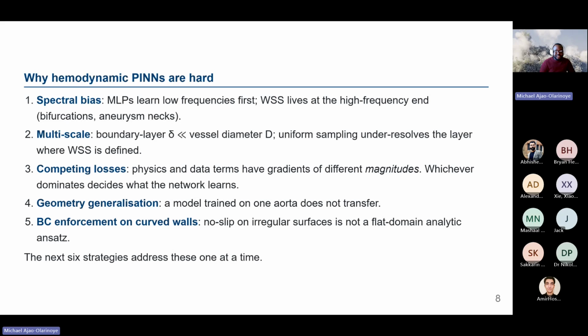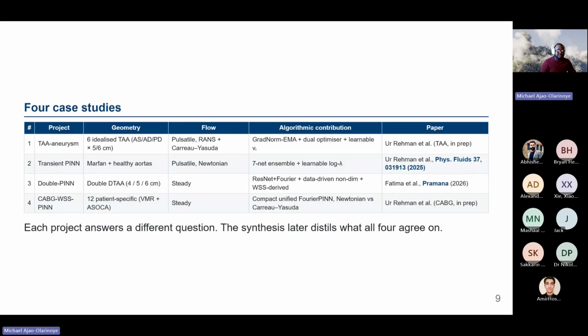You also have things like whether geometry generalizes across cases. Like I said, you can have data points for different diameters in centimeters, right? So do you take a model trained on 5 and then transfer it to get that of 6? And also, boundary condition enforcement on curved walls is quite unique to each patient-specific dataset. So you're going to see how some of these were solved in some of these cases.